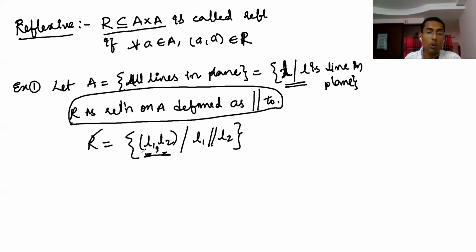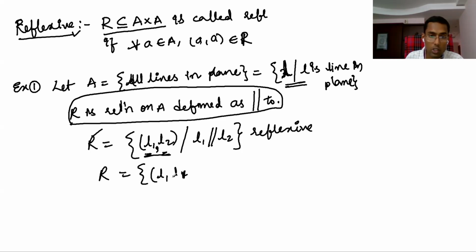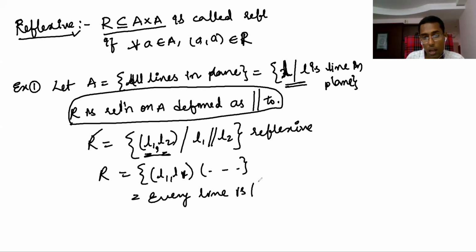Now the question is whether this is reflexive or not. Yes, this is reflexive. Why is it reflexive? It is very easy to check. Because every line is parallel to itself. L1 is parallel to L1. Any line you take, the condition is that every line is parallel to itself.